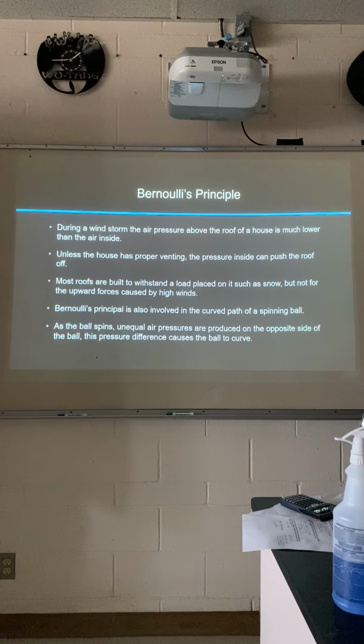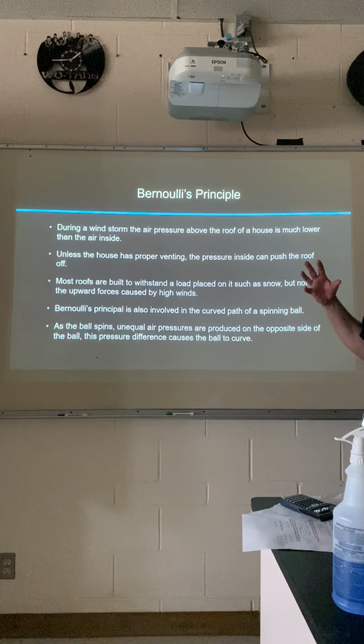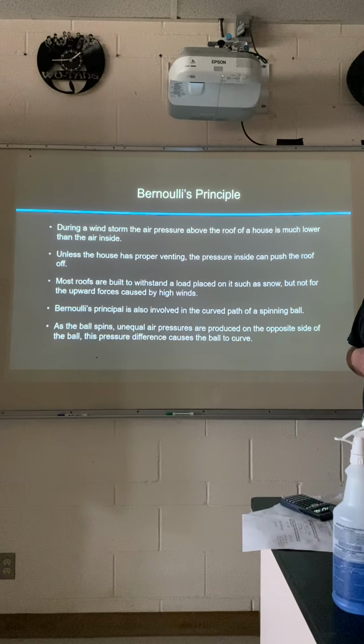So you might see that in some places, especially on the coast, some of the larger houses that have bigger roofs, you might see those little vent things on the top, and it allows the air pressure system during great storms to be able to equalize a little bit more, so that way you don't lose your roof.